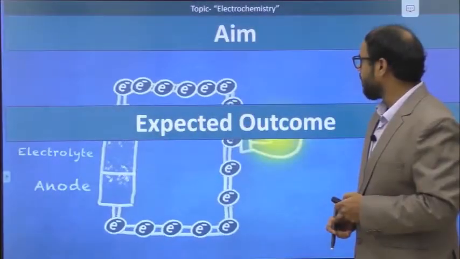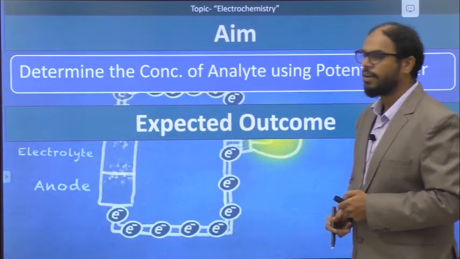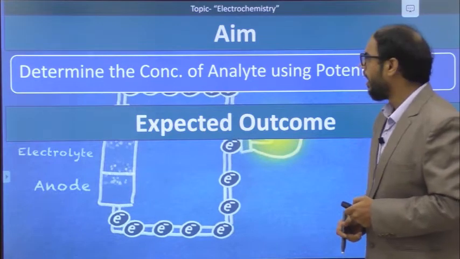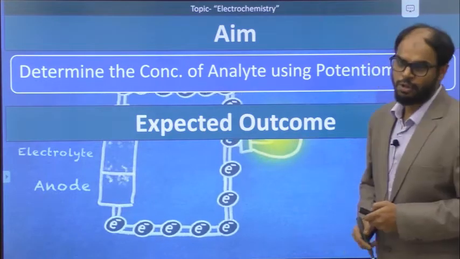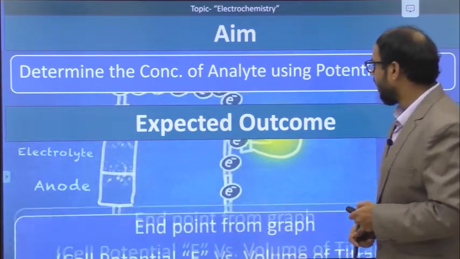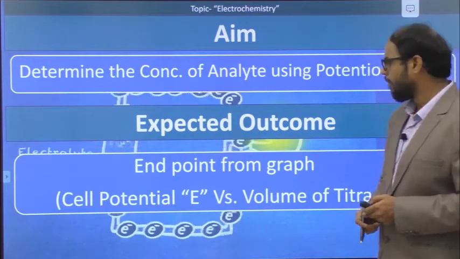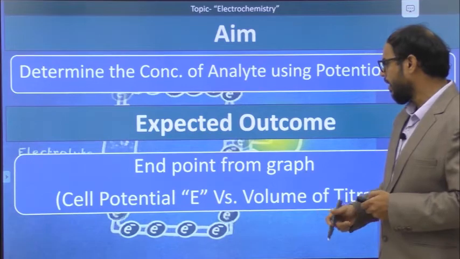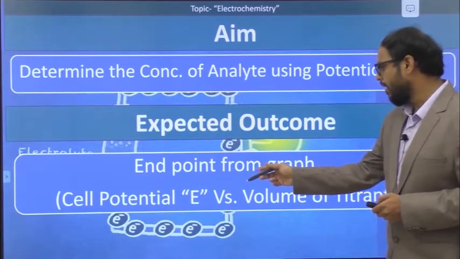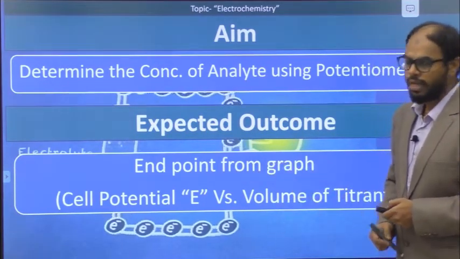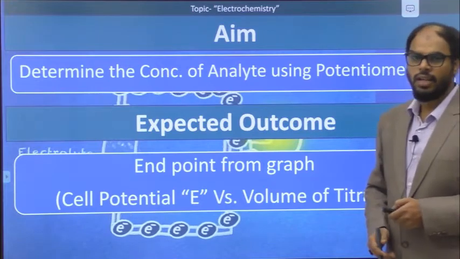What is the aim of this session? From this session we can find out the concentration of an analyte using the potentiometer, and at the end of the day we will be calculating the endpoint from the graph. We will be calculating the equivalence point, where we will have the cell potential E on the y-axis and the volume of the titrant on the x-axis.